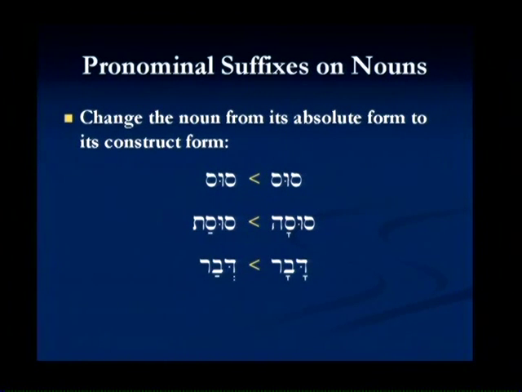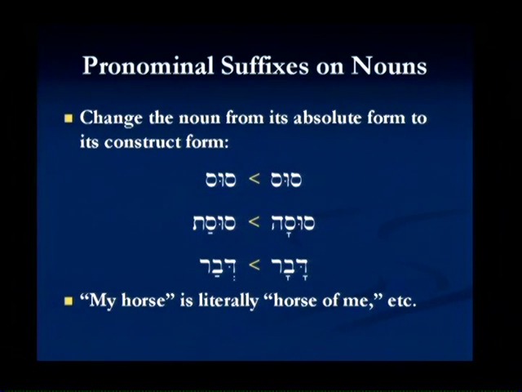On davar, we go to devar, and add the pronominal suffix to it. So it's like saying horse of me, the horse of me. Anytime you have a pronominal suffix on a noun, it makes that noun definite. So it's actually the horse of me. So instead of saying my horse, the Hebrew says the horse of me. But the "the" is understood because of the pronominal suffix.